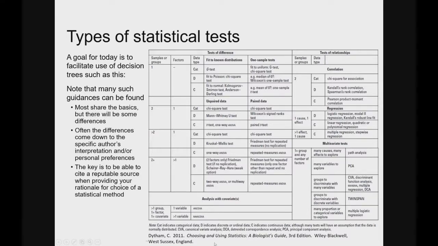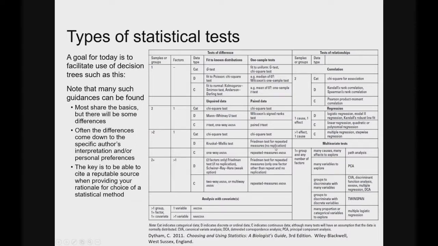And like I mentioned with how we categorize different types of data, you can find a lot of these in different textbooks and different resources. They're all going to share the basics. You're going to see some differences, and again, they're going to come down to specific authors' interpretations or personal preferences, but they're going to be largely the same, certainly for most of the fundamental things. You just want to make sure that you're looking at a reputable source, so a published statistical textbook, for example. And then that gives you the rationale for how you pick it. This here is the citation for this. This is the book that I use on a fair frequency, and this guidance came from it.